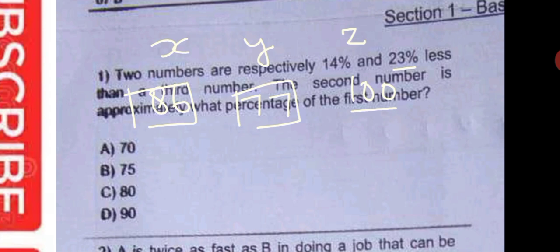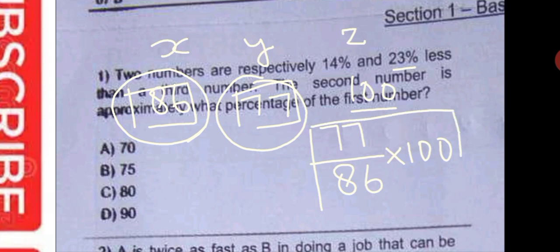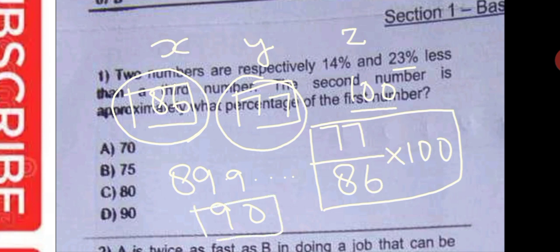Again, the question asks what percent the second number is of the first number. So we have to see the second number is what percent of the first number. This is simple. We take 77 divided by 86 and multiply it by 100, and when solving this, we will get something like 89.9, which is approximately equal to 90. So I guess the correct option should be option D. I guess I made myself clear.